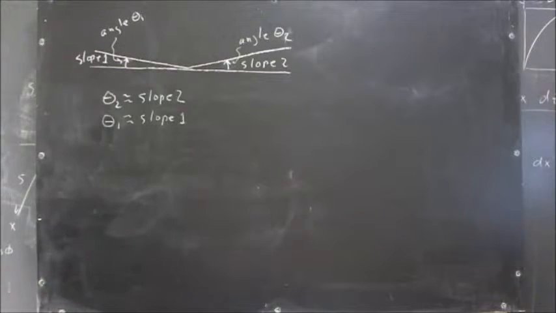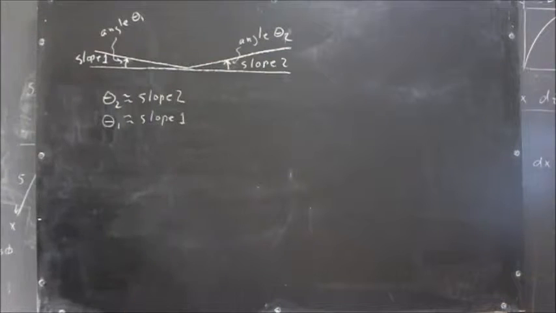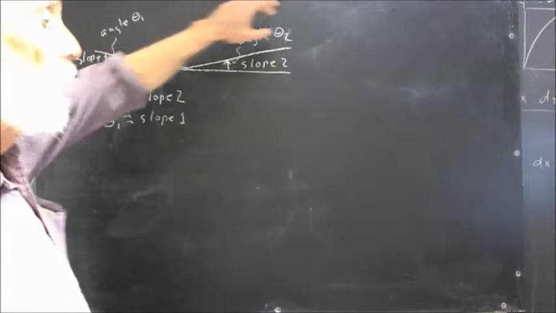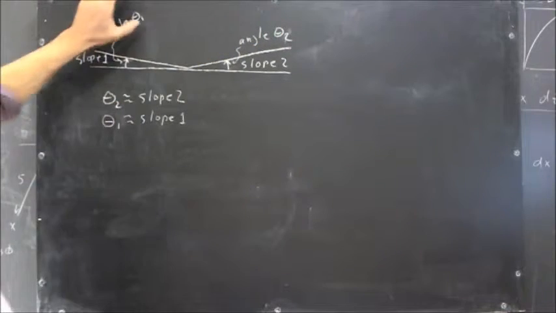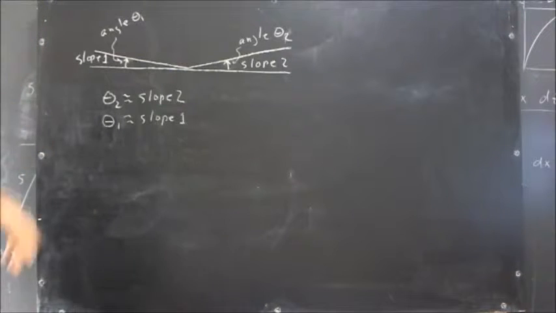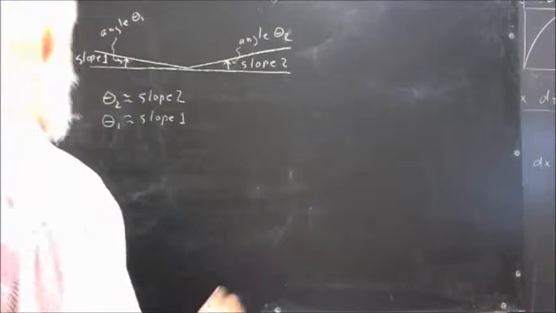Now we apply the small angle approximations to the situation we looked at in class today. We have slope 1, slope 2, angle theta 1, angle theta 2. We don't have to find angle theta 1 and angle theta 2. We can simply use the slope 1 and slope 2 to get the information we need as follows.